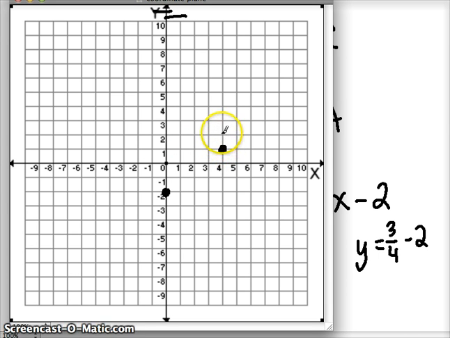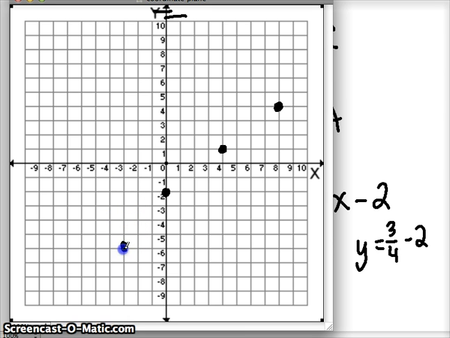You can keep using your slope. 1, 2, 3, 1, 2, 3, 4. Keep going up 3 over 4. You can even go backwards, so do it in reverse. If I go left 3 and down 4, 2, 3, 4 right here.